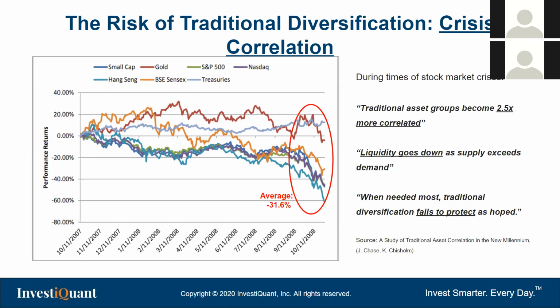So their major takeaway was traditional asset groups become 2.5 times more correlated during times of market crises. And you see liquidity goes down quite a bit, which means that prices can fall even quicker when there's no liquidity on the other side of the market. People kind of panic. They sell now, ask questions later. And that's what you kind of see across the board. So this can be a real risk for traditional diversification, but there are some ways to get around that.